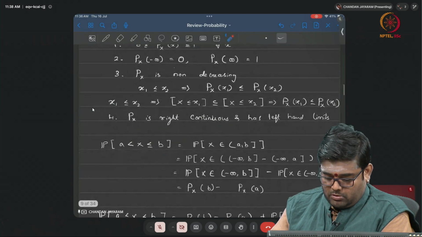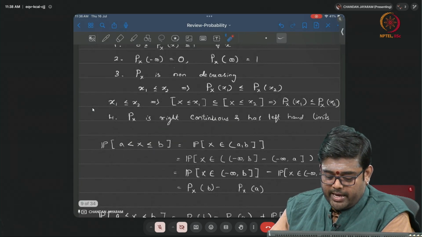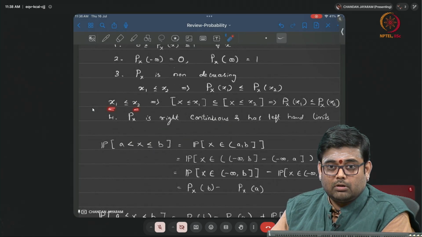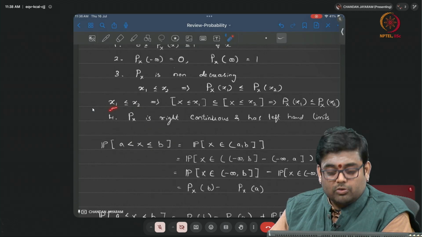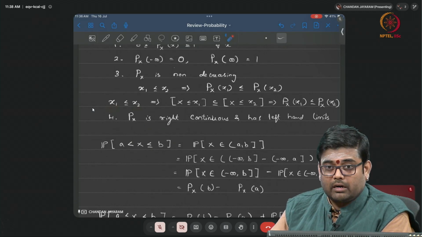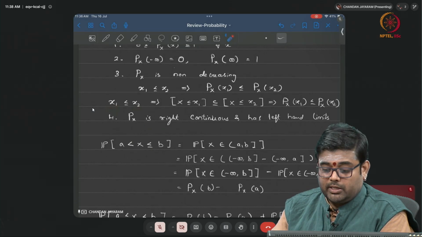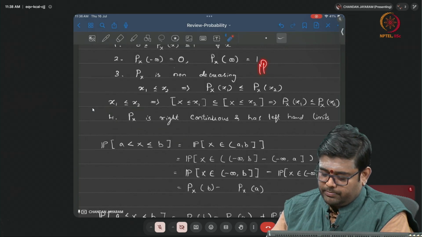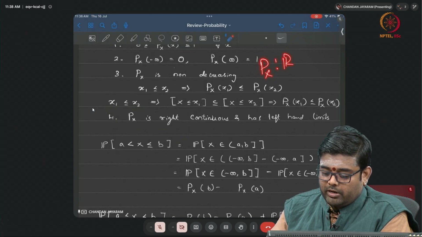Now how do we say it? You take any x1 and x2. Whenever we are taking x1 and x2, we should know that x1 and x2 belong to R. We should always remember that this P_X is an R to R function.